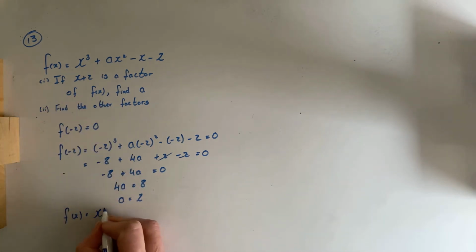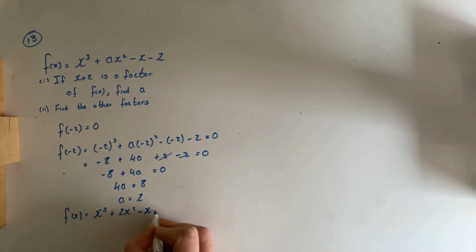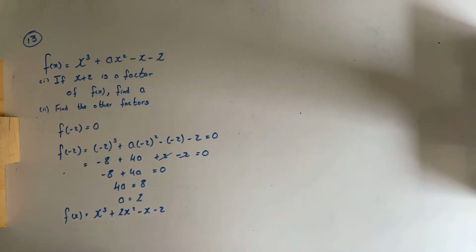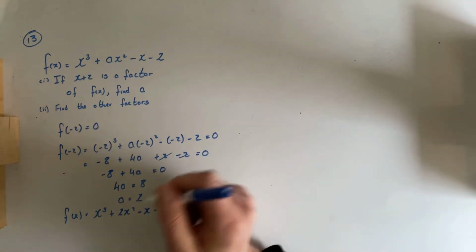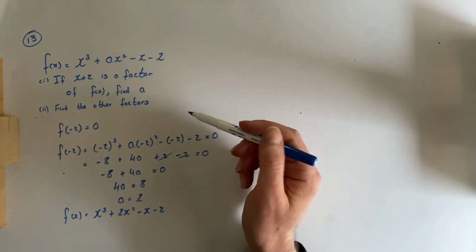And so I find that a is equal to 2, and so my function f of x is x cubed plus ax squared will become plus 2x squared minus x minus 2. And so that's my function completed. I have found the missing coefficient.